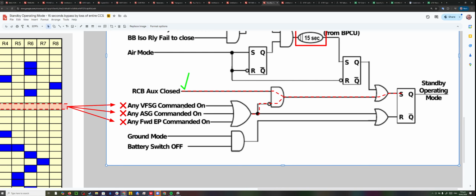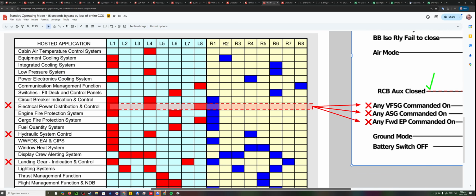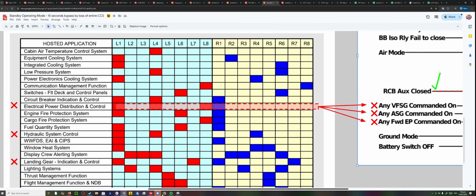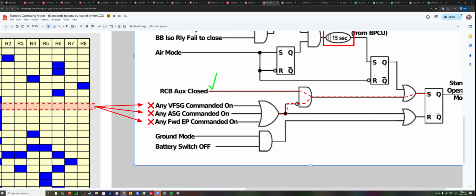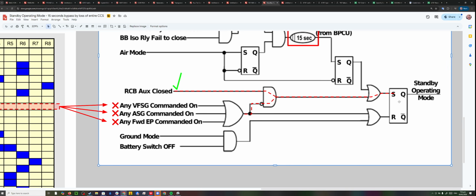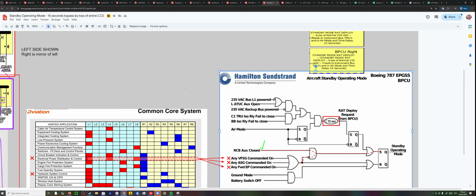This input would be live if any of these were on. Okay, all of these have lost their actual command signals, because the command is dead. The command is offline. All of this computer is gone. So therefore, any VFSG? No. Any APU starter generator? No. Any forward EP commanded on? No. So therefore, no is correct. That is correct. Bypass 15-second countdown. Deploy rat immediately. Bam. So now you understand. It is physically impossible for that ram air turbine to have been out when it was. Physically impossible.